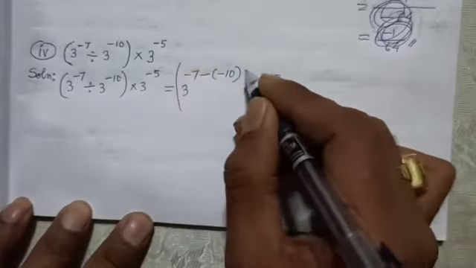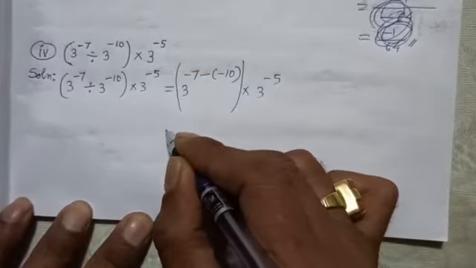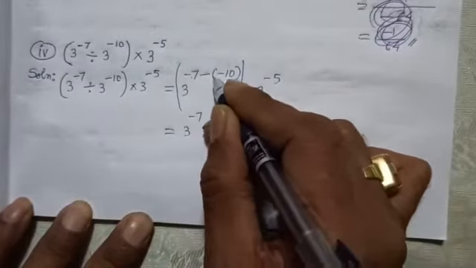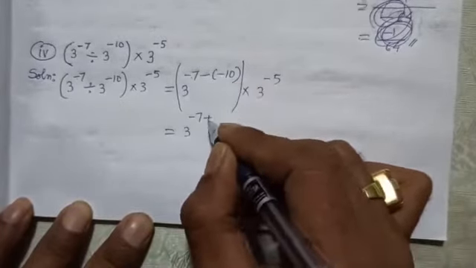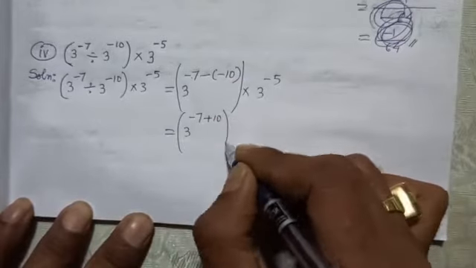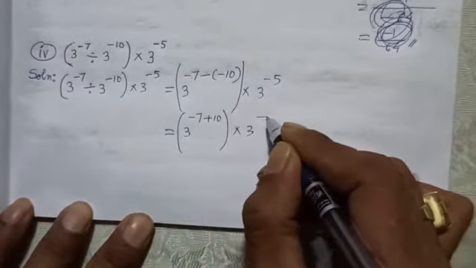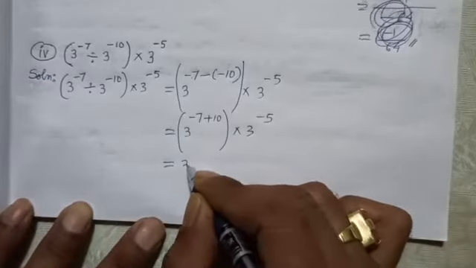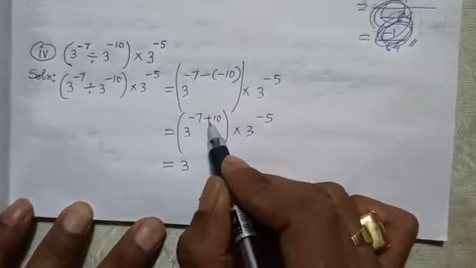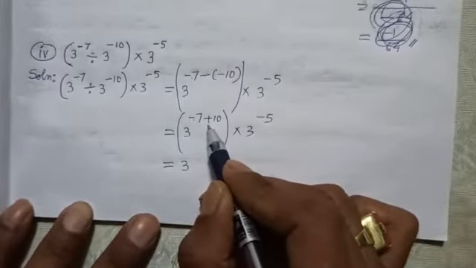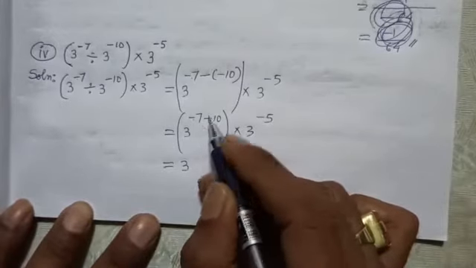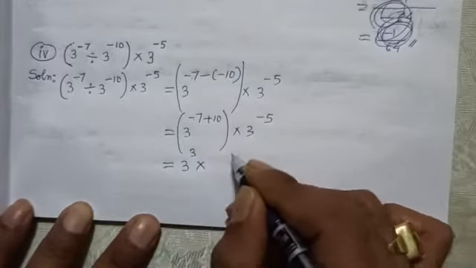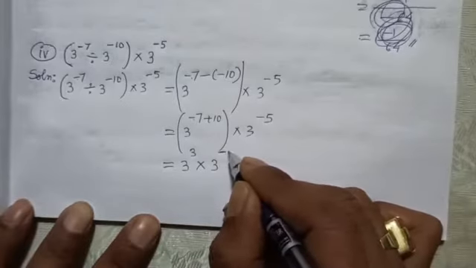Okay, here use one bracket. 3 to the power, write this minus 7. If we leave this bracket, minus into minus is plus, so plus 10, then bracket into 3 to the power minus 5. Next, 3 to the power, here is minus, here is plus. If the signs are different, we have to subtract. From 10, if we subtract 7, then we are getting 3. 3 to the power 3 into 3 to the power minus 5.